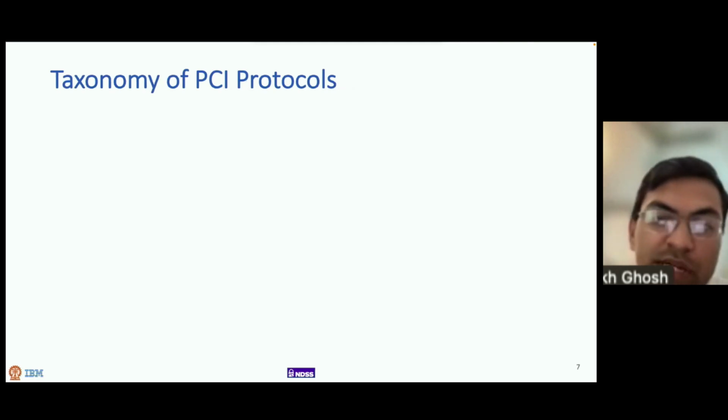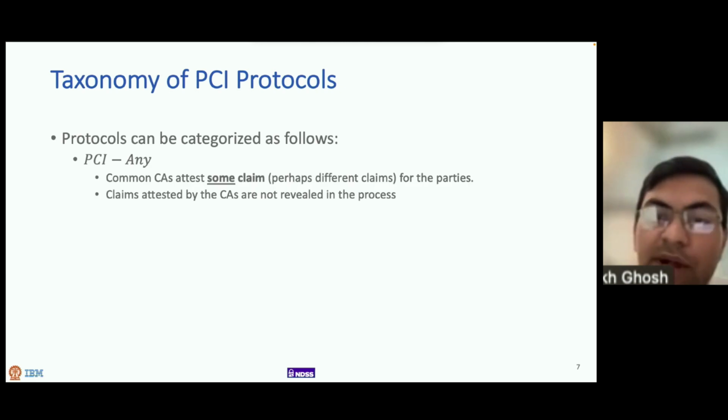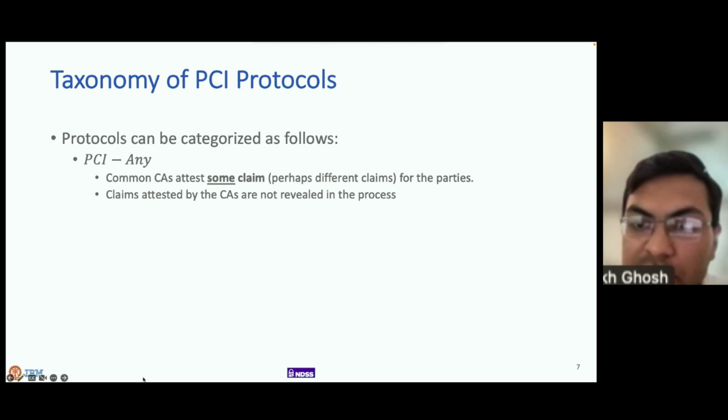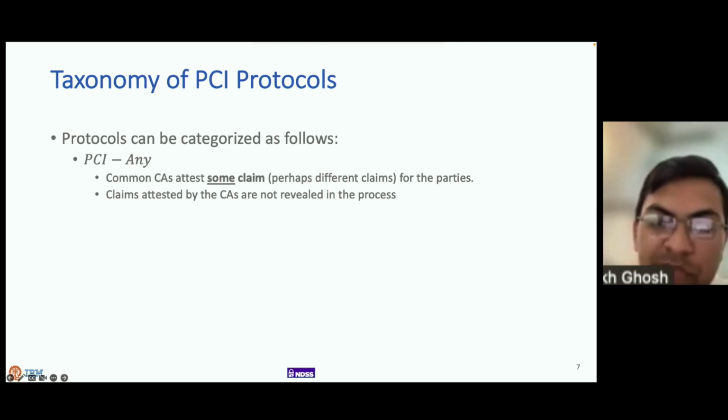So we introduce and define three variants of PCI. The first one is PCI-Any, which finds the intersection of certifiers who have attested some claims, that is, at least one claim about the holder. The claims might be different for different parties as well. However, the claims are not revealed in the process.